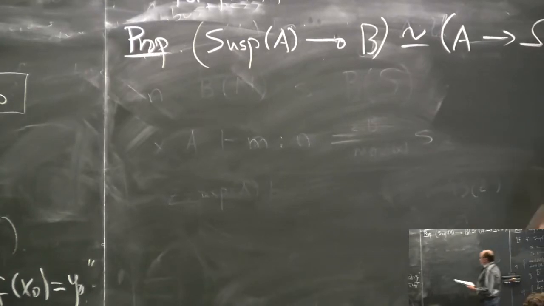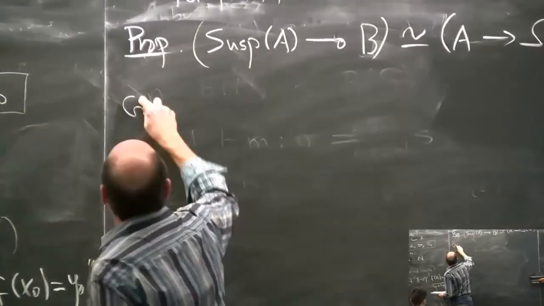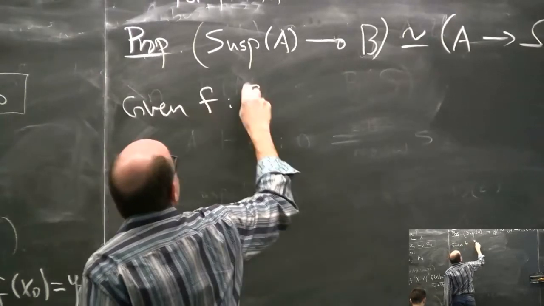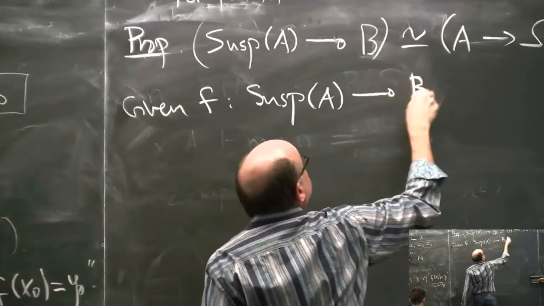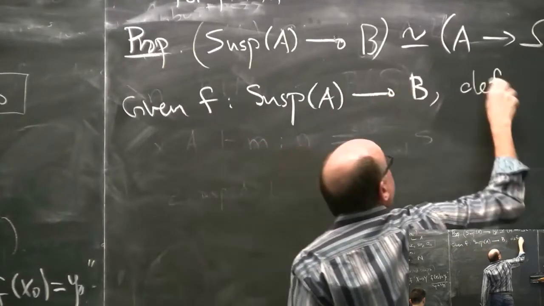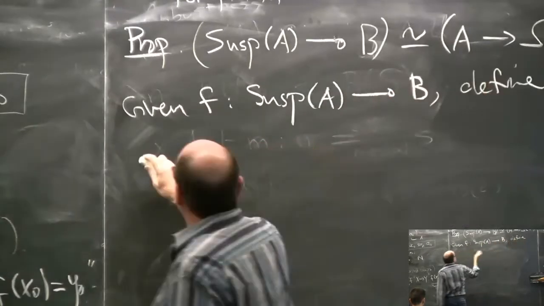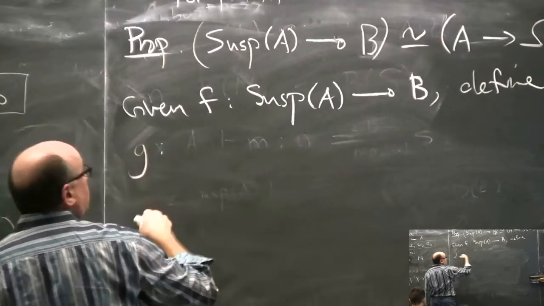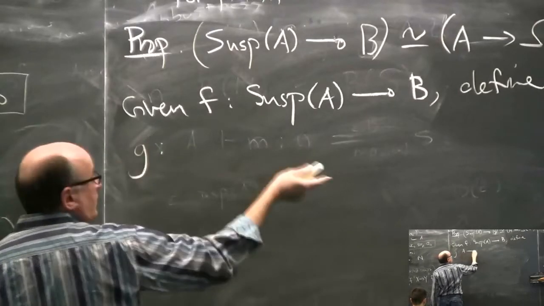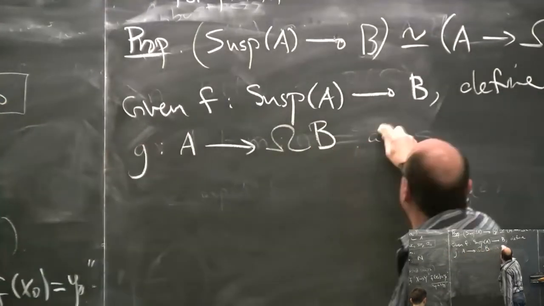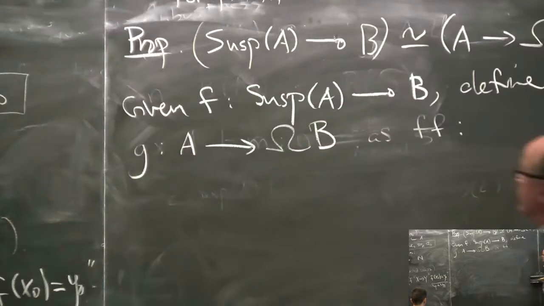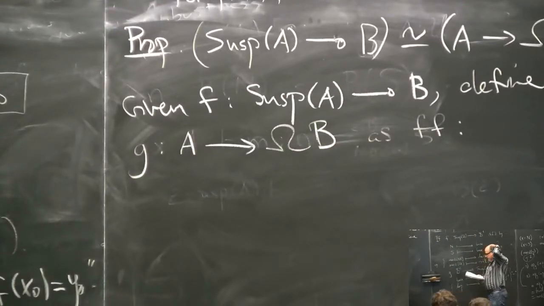So let's see how we go back and forth. So given F, which goes from the suspension of A, strict to B, I'm going to define G, which is where F is going to send it, which goes from A to the loop space of B. Okay? And as follows. So what am I going to do? I have a map from the suspension, and I want to send it into the loop space.